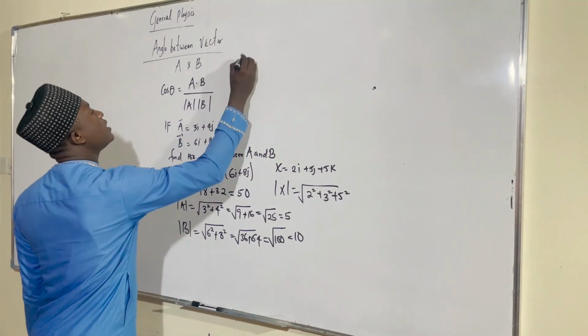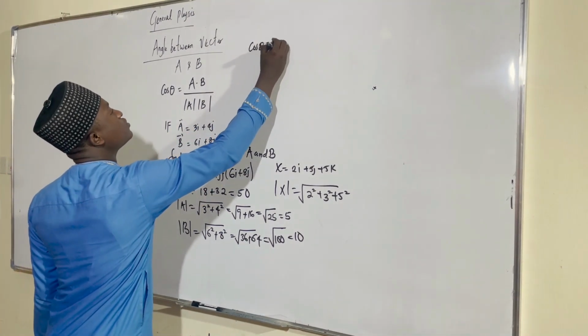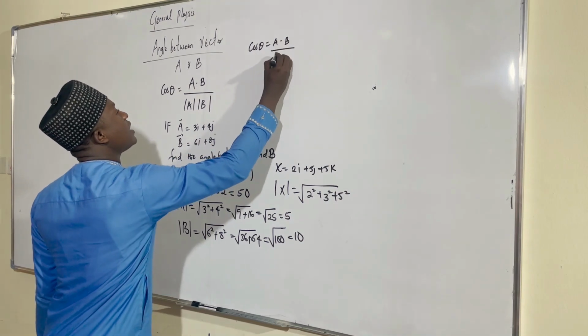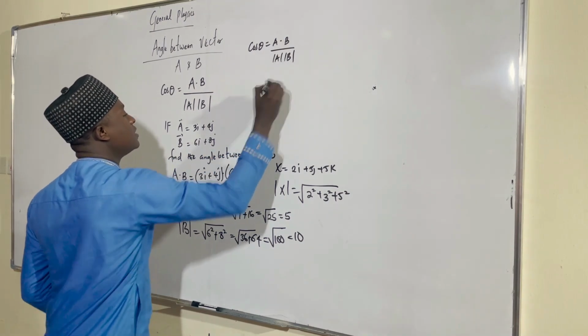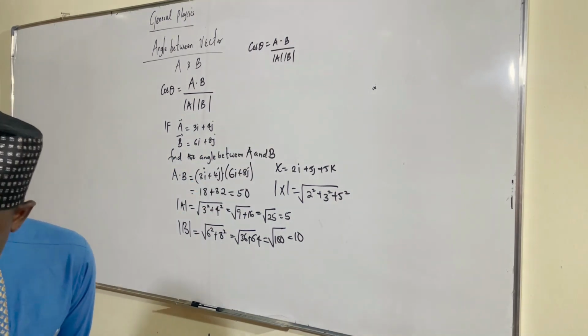So I'll just go to the formula. Cos theta is equal to A dot B divided by the absolute of A and the absolute of B.